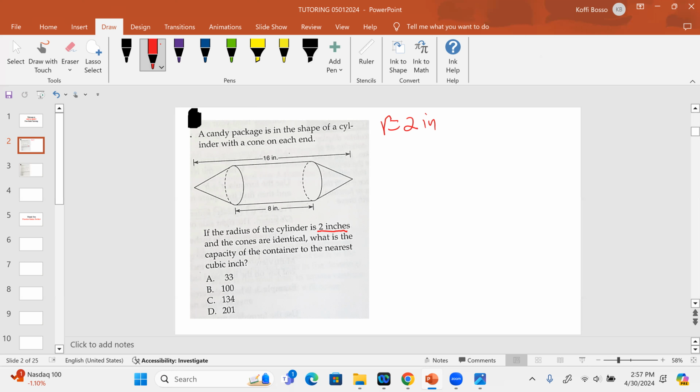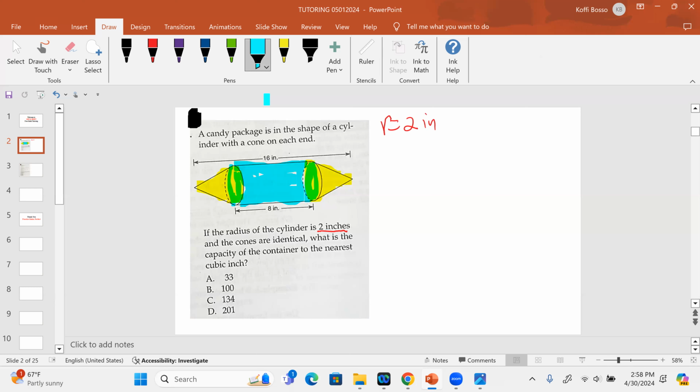Anything else here? Yes, it says that the cones are identical. Okay, so when they say cone, I think you understand that what I'm highlighting in yellow represents the cone, right? Now between the two cones, what shape do we have? We got a cylinder, right? Perfect. That's the cylinder. So we have a cylinder.